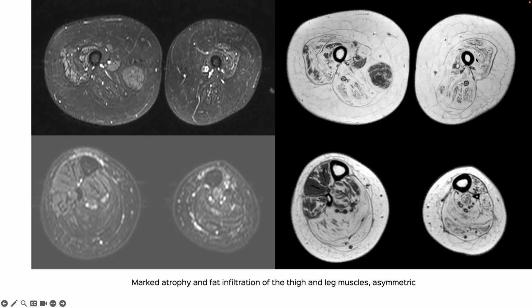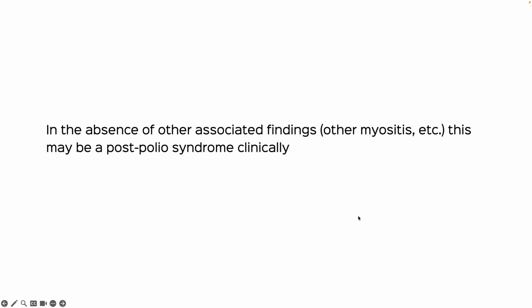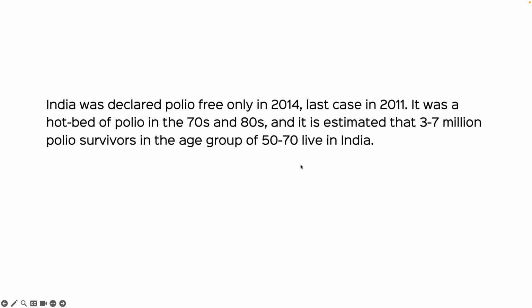Marked atrophy and fat infiltration of all the thigh muscles and leg muscles. And it's interesting how asymmetric this is. The left leg is more gracile than the right, and that happens as well. Now, if a patient gets symptomatic and deteriorates, it is likely a post-polio syndrome, which is a clinical diagnosis and a clinical syndrome.